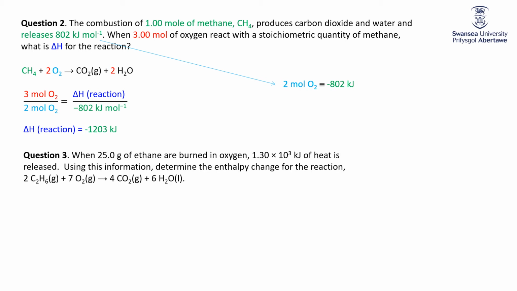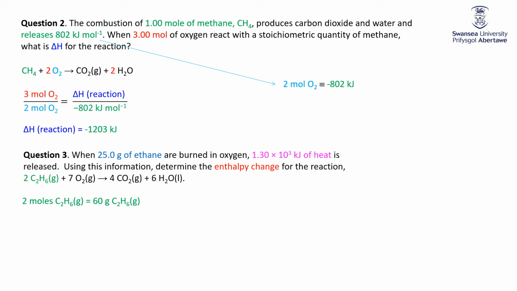Same idea here, 25 grams of ethane burned in oxygen, and 1.3 times 10 to the 3 kilojoules of heat is released, so that's a minus heat change again. Using this information, determine the enthalpy change for this reaction. So let's put some pretty colors in there.